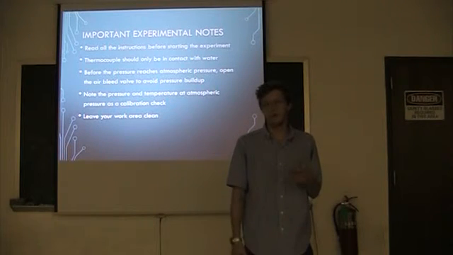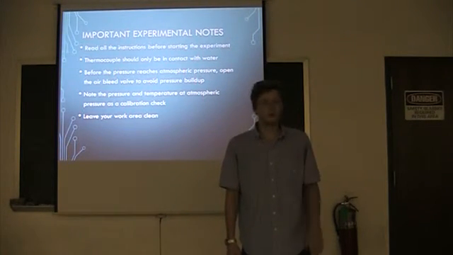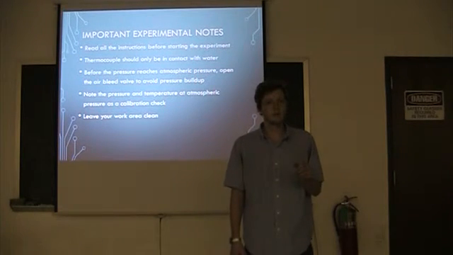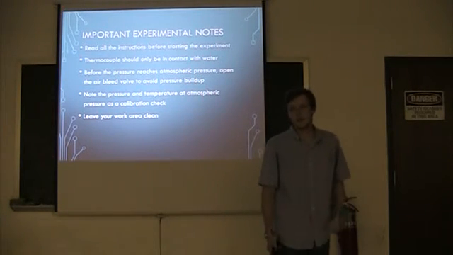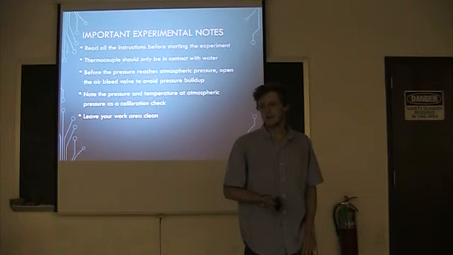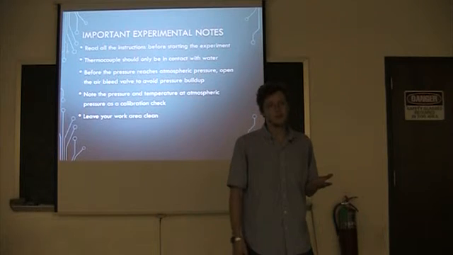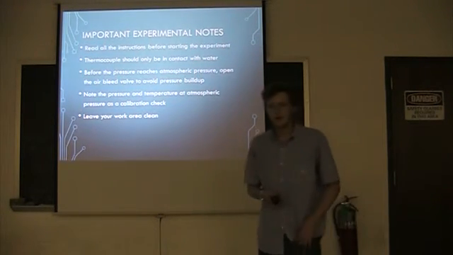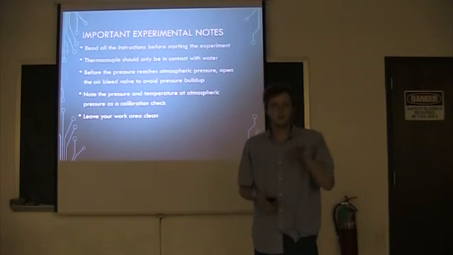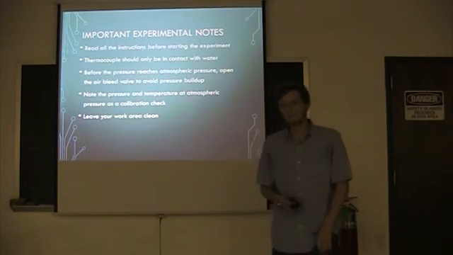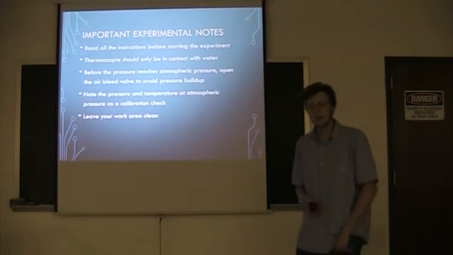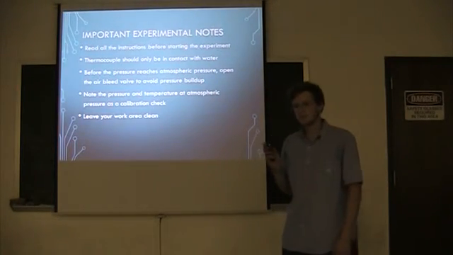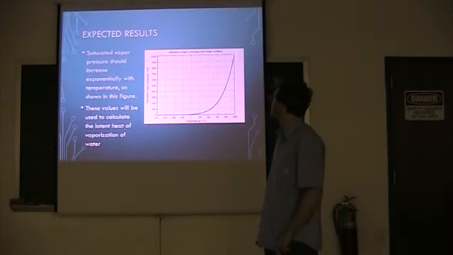Before the pressure reaches atmospheric pressure, when it boils, open the air bleed valve to avoid pressure building up. That's kind of the release. You should also note the pressure and temperature at atmospheric pressure as a calibration check. It should be just the same as it is around us now, so that's a good baseline for calibration. And clean up after yourselves. Obviously, follow safety rules.